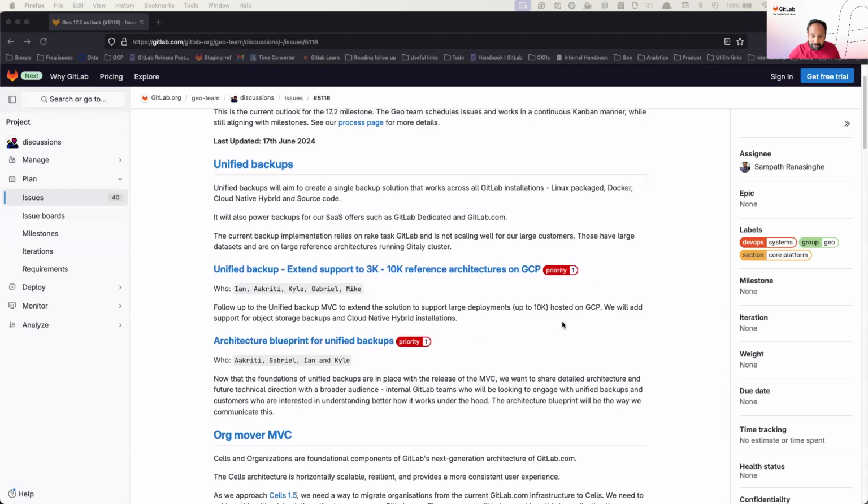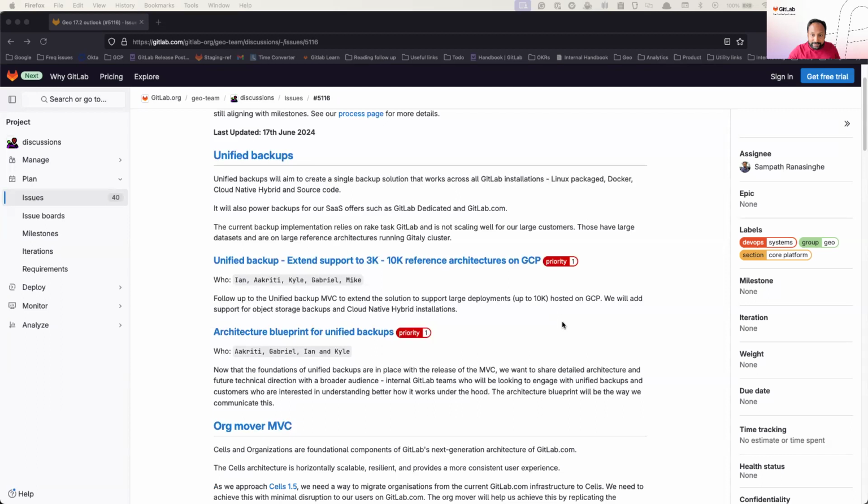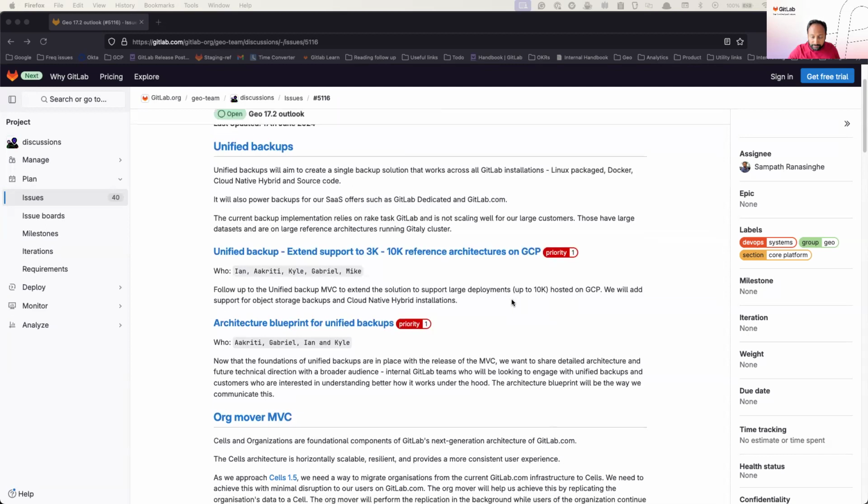So in this milestone, we are working on extending the MVC, which almost shipped in 17.1. We are addressing some teething issues, but the focus will be on extending the MVC to 10K reference architectures on GCP, alongside support for Kubernetes and object storage.